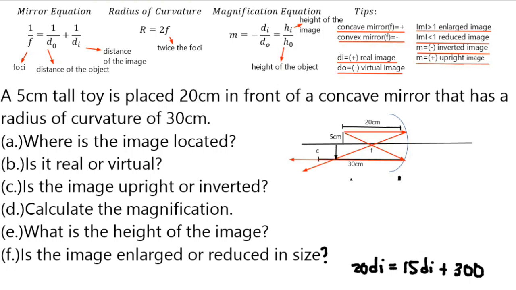Now let me delete this. What we're going to do is just transpose 15 d_i to the left side, so we'll get 5 d_i equals 300. Dividing both sides, the distance of the image is going to be 60 centimeters. That's the distance of the image. It is located 60 centimeters from the concave mirror.